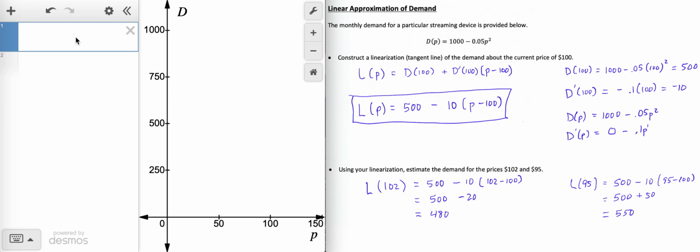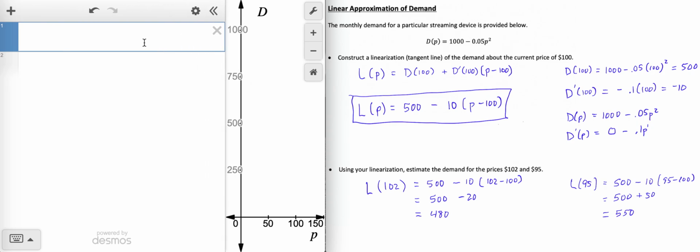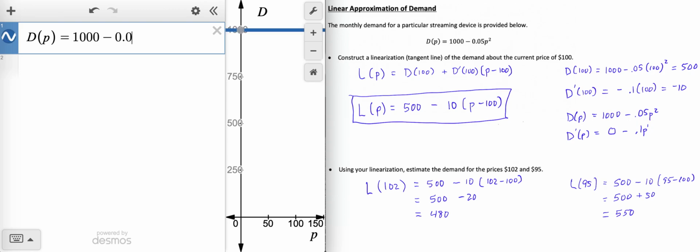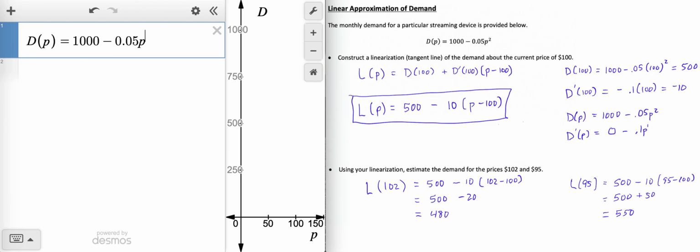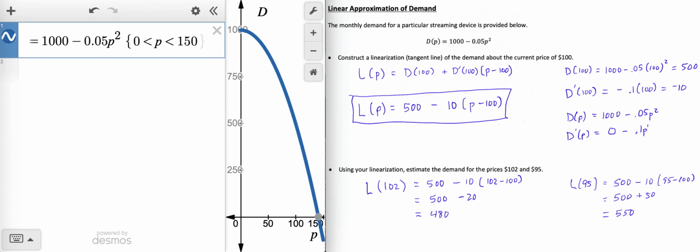So over here in Desmos, I'm going to go ahead and enter in the function. I'm going to type in D of P equals 1000 minus 0.05 P squared. And since I know what the domain is going to be, I'm going to use curly brackets and say 0 less than P less than 150, and close off the curly bracket. So this is the domain that I'm going to set for this function.